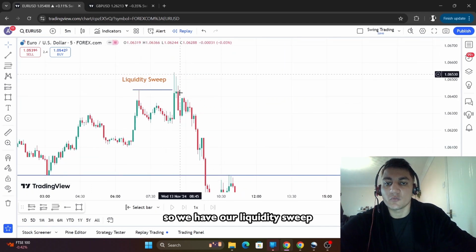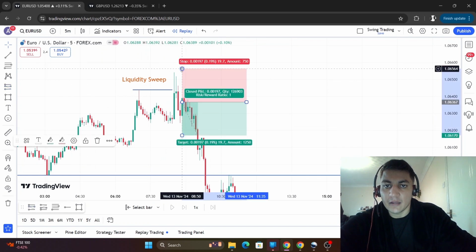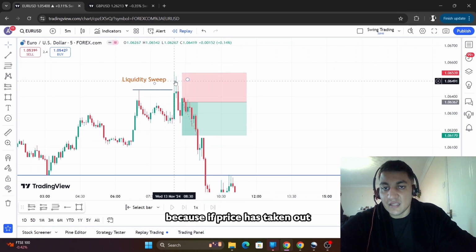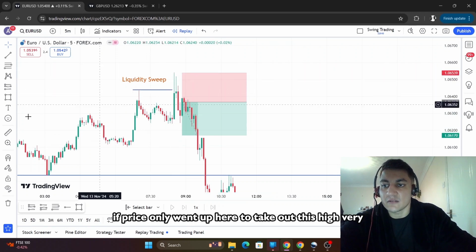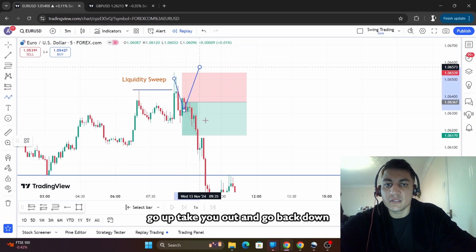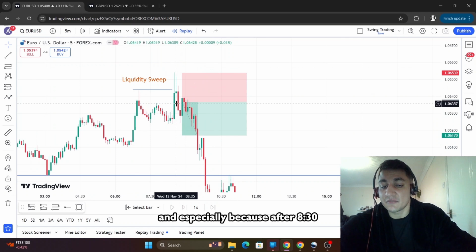So we have our liquidity sweep, we've got our bearish fair value gap, and this is your entry here. Entry like that, and a safe stop loss is at this liquidity sweep high, because if price only went up here to take out this high, it's very, very unlikely, if we're bearish, that price is going to come down, go up, take you out and go back down. Very unlikely, especially in New York and especially because it's after 8:30.